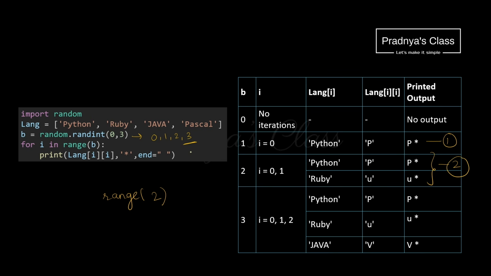Now, only one value is pending, that is 3. Range of 3 means the value of I will be 0, 1, 2. It means we are taking the string at the 0th index, first index and the second index. As usual, in the first pass, we will be taking the 0th character from this string. It means P star. In the second pass, again we will be taking U. It means U star. In the third iteration, from this string we will be taking V. It means V star, because V is at index 2. In this way, we got the third possible output. Note down these outputs. We will go back to the question paper and check these outputs with the given options.